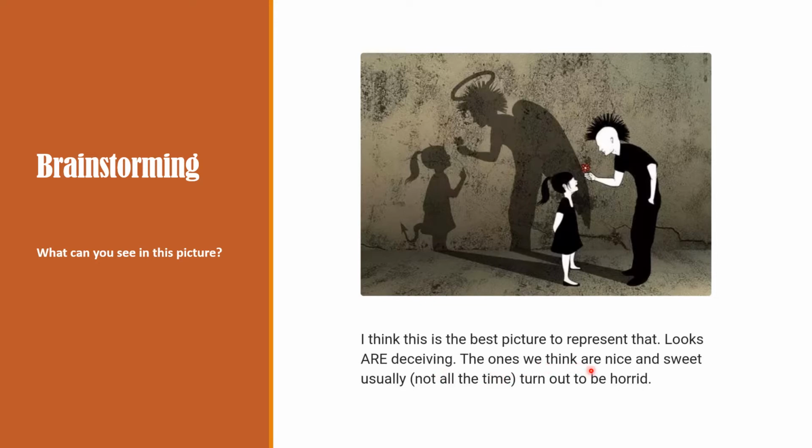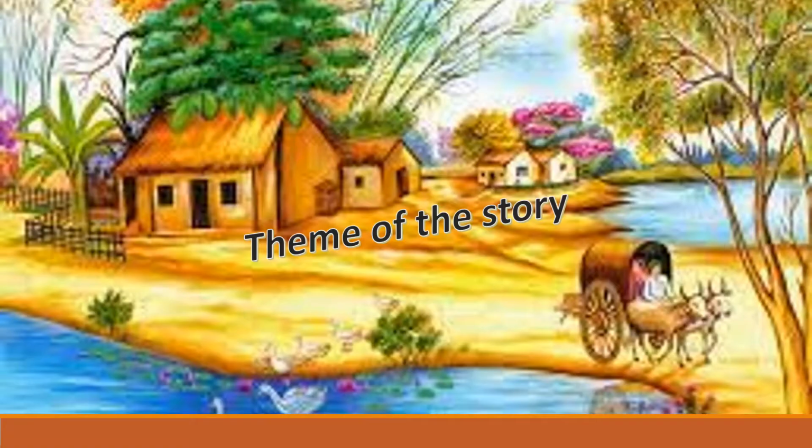The ones we think are nice and sweet usually, not all the time, turn out to be horrid. Sometimes we meet people who look very nice and very sweet, but actually they are not that sweet. They are dangerous. As you can see in this picture, the man looks very dangerous and the child seems to be very innocent. But when we look at their shadows, it is vice versa. So this was about our brainstorming session.